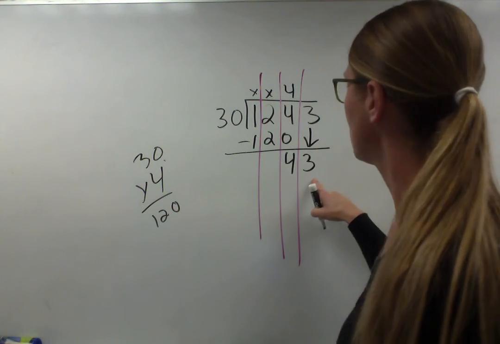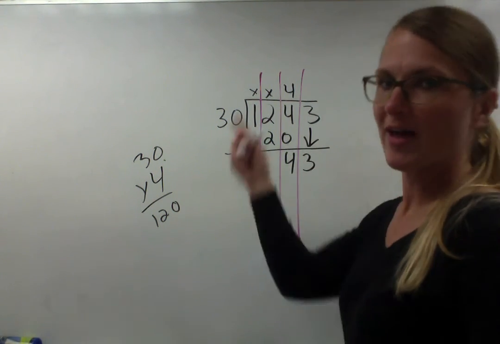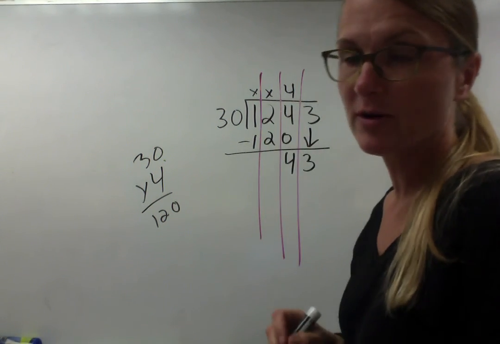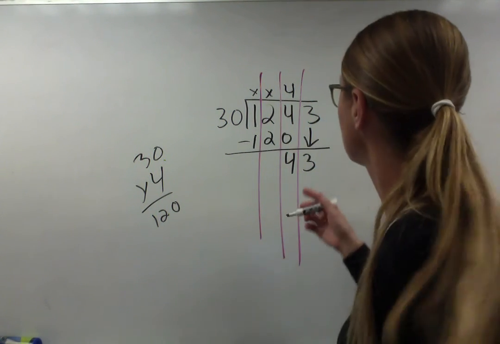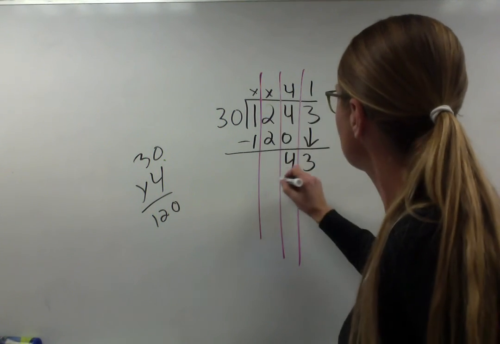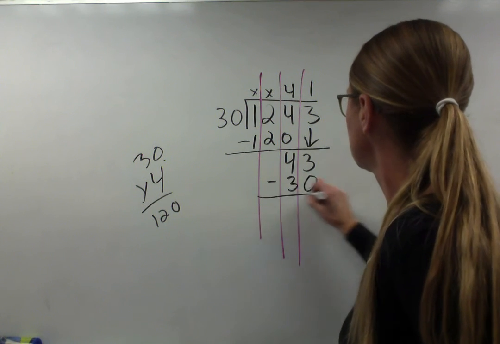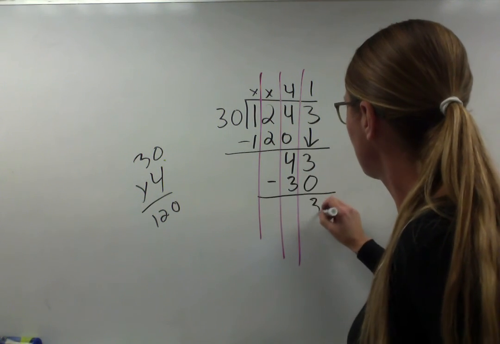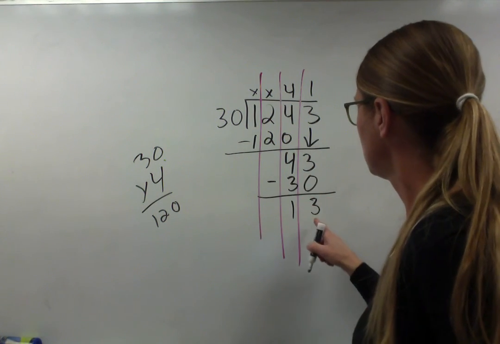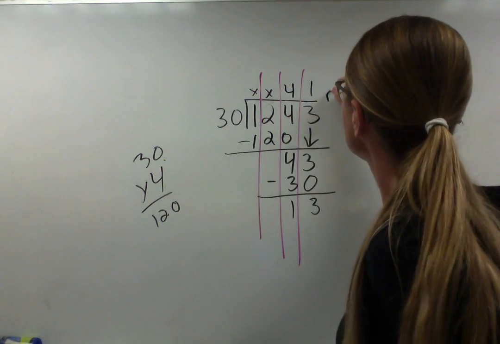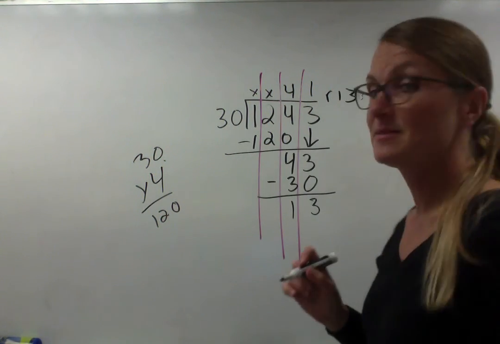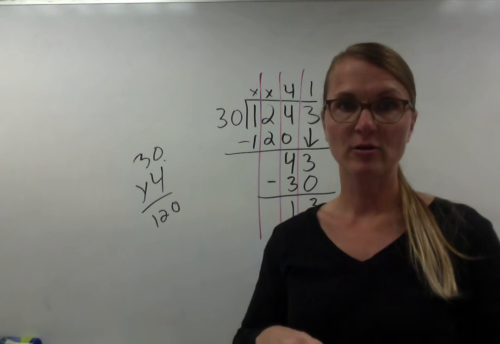I have 43. Well, I know that one group of 30 goes into 43 because I know that 2 30s is 60 and that's too much. So I don't have to do a lot of hard work there. So it's going to go 1 time, minus 30, and I'm going to get a remainder of 13. This is smaller than this number. I am good to go. That is my remainder. Remainder 13, and that is my answer. 41, remainder 13.